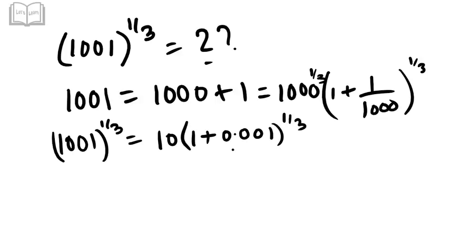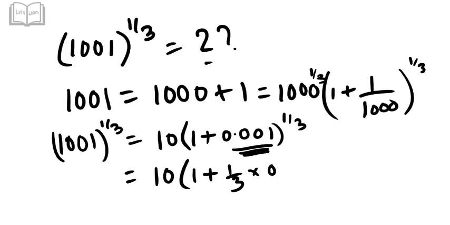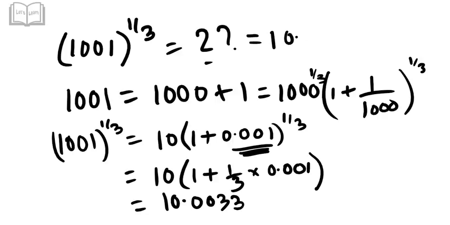Now this term is very small, so you can use the binomial expansion of the first two terms. So it will be 1 plus nx, so 1 by 3 times 0.001, and the answer is 10.0033. So this is the answer, 10.0033.